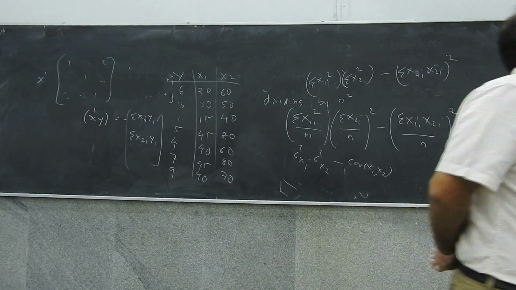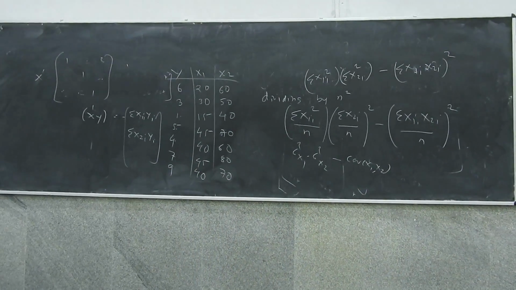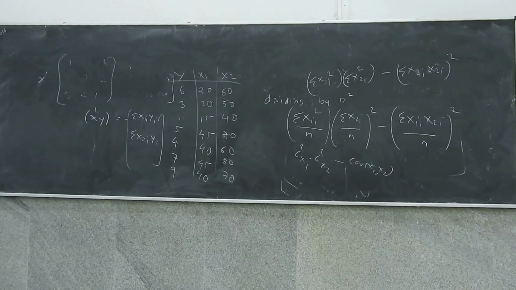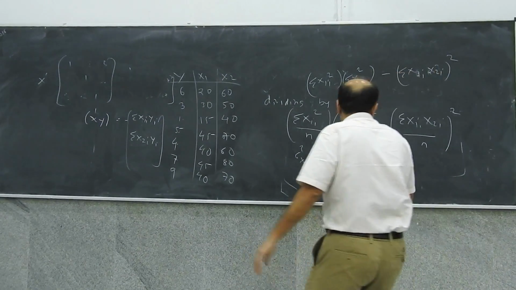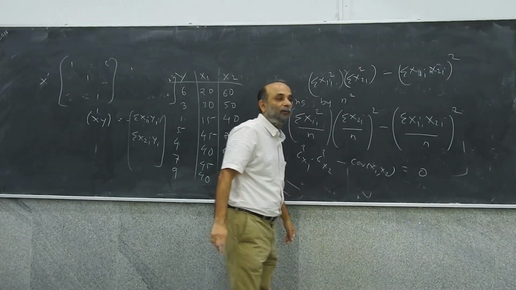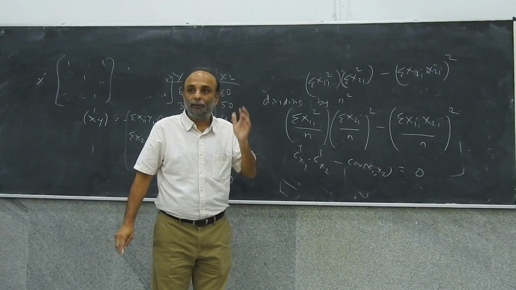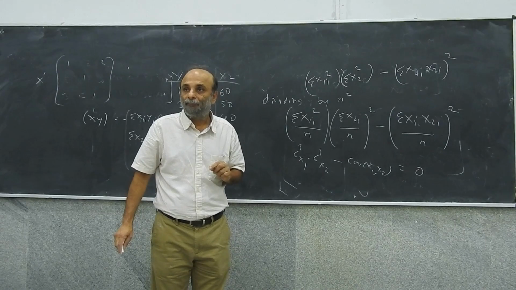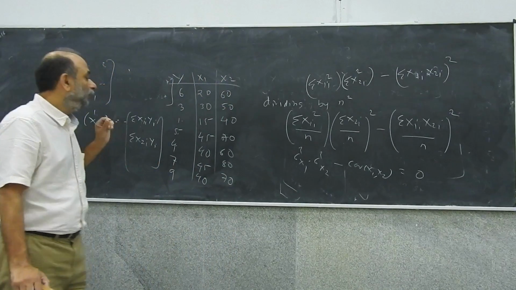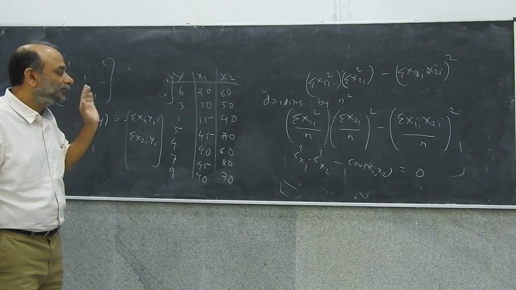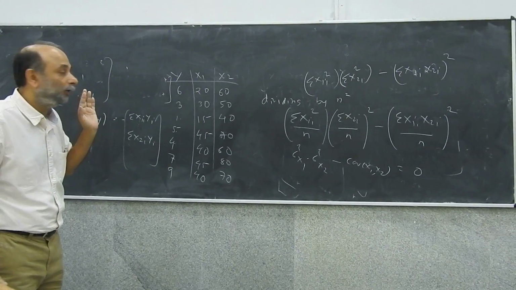Okay. When will the determinant be 0? When this whole expression is equal to 0. We are coming to a beautiful point. So this is equal to 0. Sigma square x into sigma square x minus covariance x1, x2 is equal to 0.